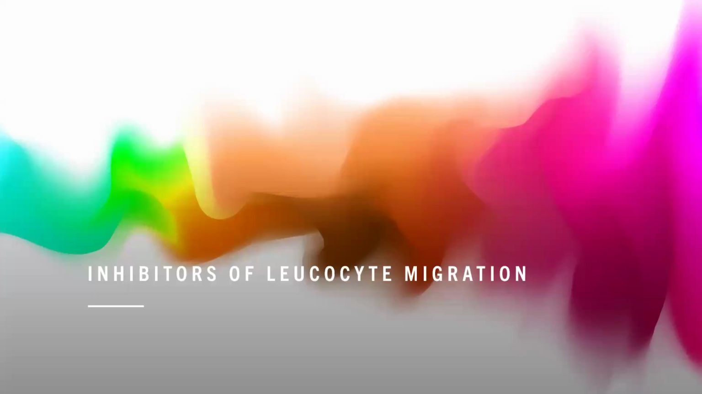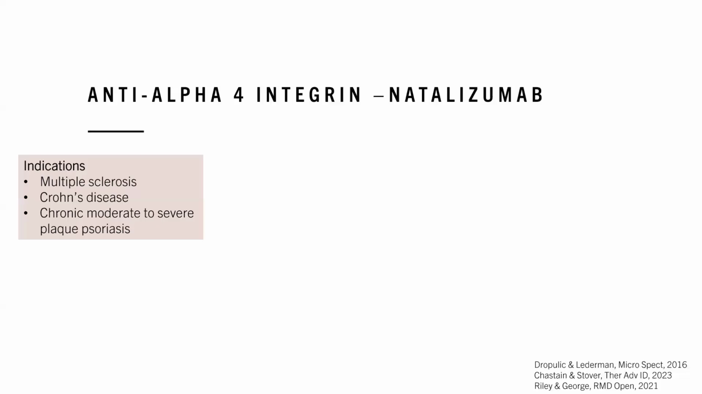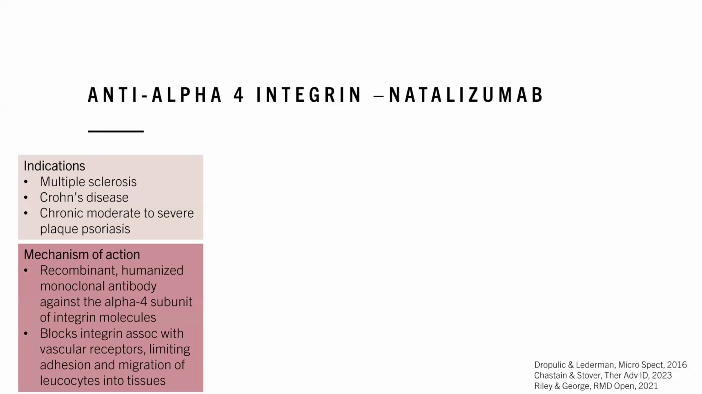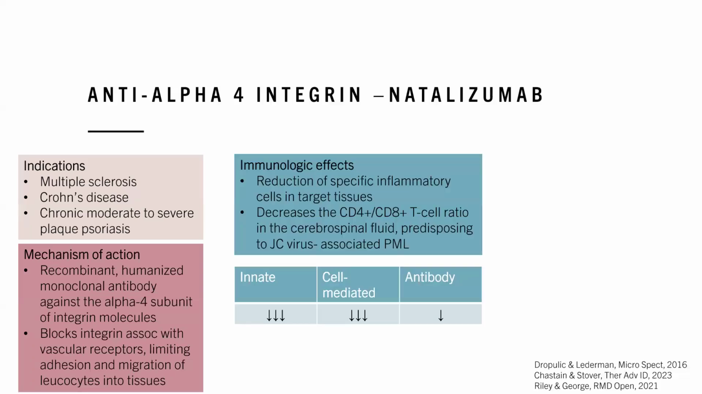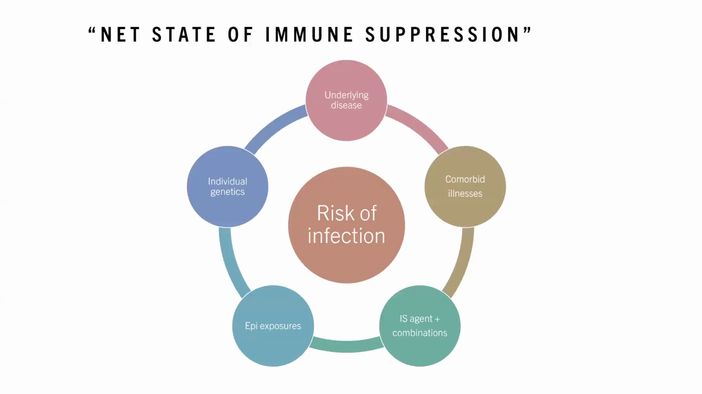Inhibitors of leukocyte migration, so drugs like natalizumab. This may be useful for conditions like MS. I'll go through this quickly because you're not really going to get a lot of exposure to it, but it really affects your innate and your cell-mediated immunity. The big risk is CNS, so risk of PML and risk of viral meningoencephalitis. Those are the major risks you need to consider.